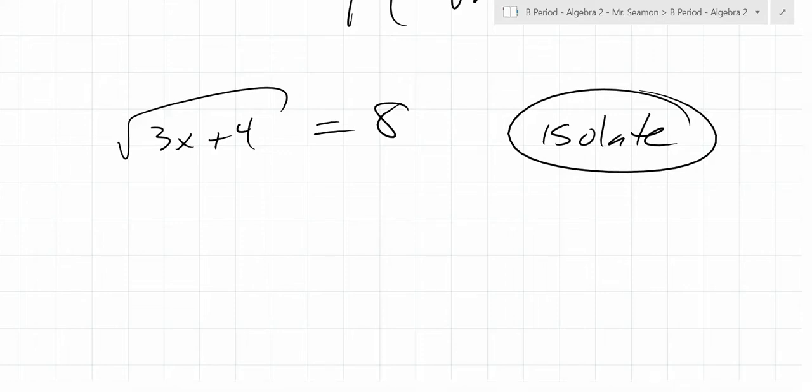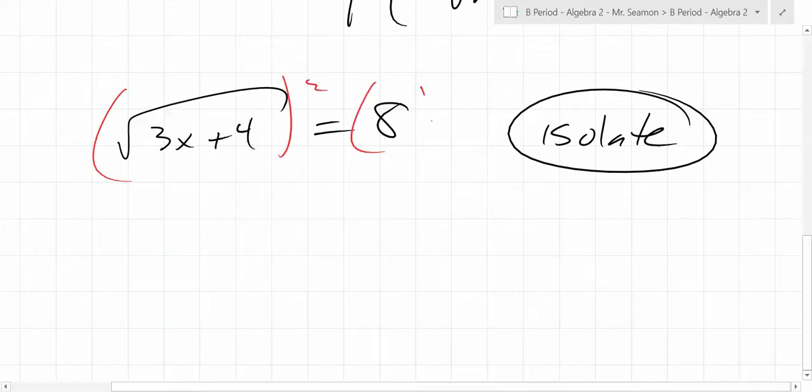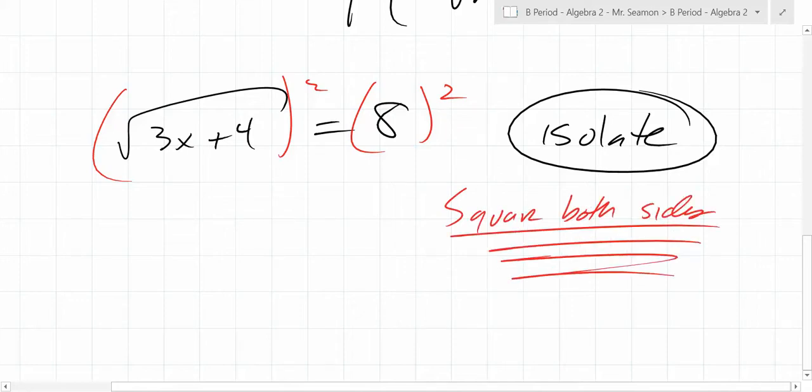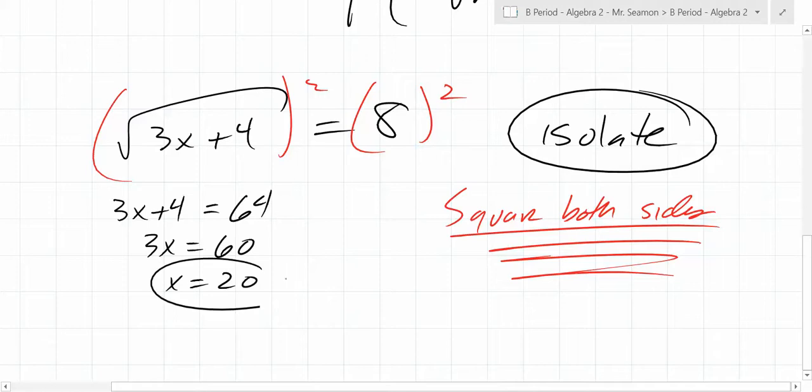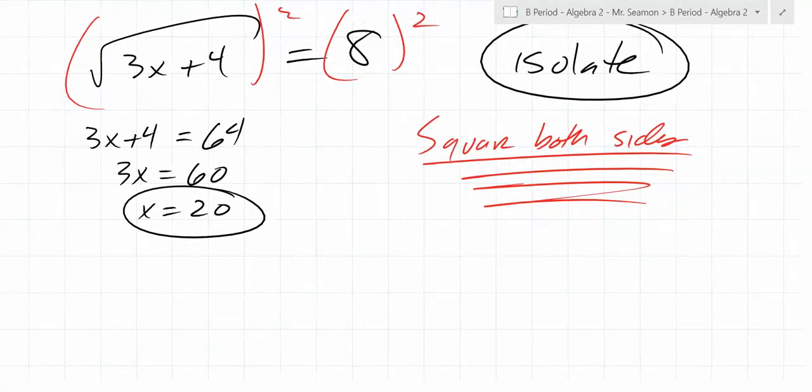So now you're going to square both sides. And this is important. You are going to square both sides. It's really important. What is the square root of 3x plus 4 squared? It just turns into 3x plus 4. The square root of a number times the square root of that number is that number. What does the right side become? So 3x is equal to 64. X is equal to 20. The last step, what do you always do last?